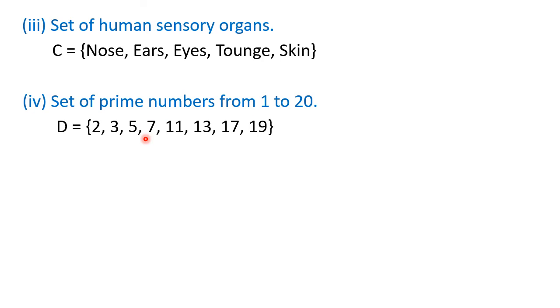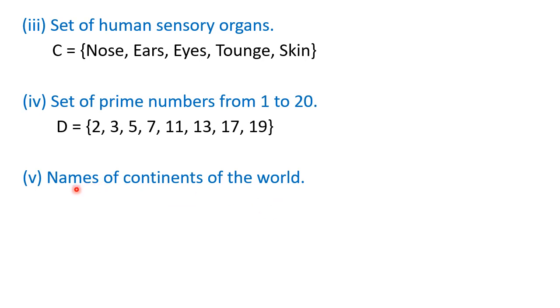Many students write 9 in a hurry. But please take a note that 9 is not a prime number. 3 3s are 9. 9 comes in the table of 3. So 9 is not a prime number. So leave 9, 10, then 11, 13, 17 and 19. So all these are the prime numbers between 1 to 20. So we have made a list of that. We wrote it in the curly bracket separated by commas. Okay.